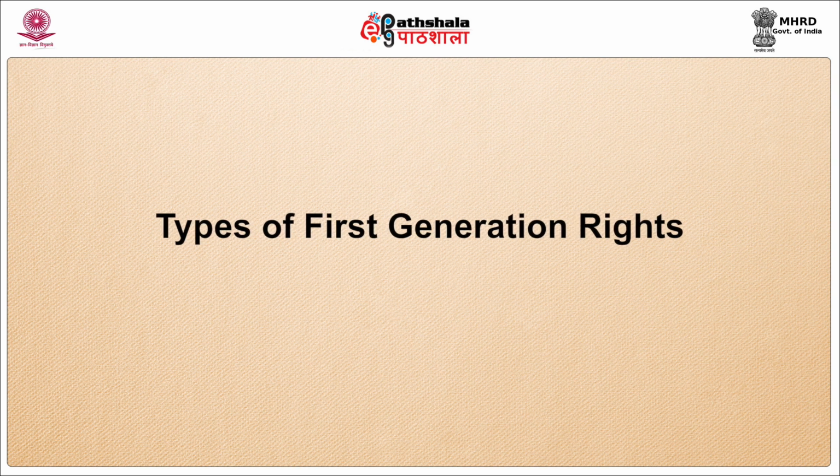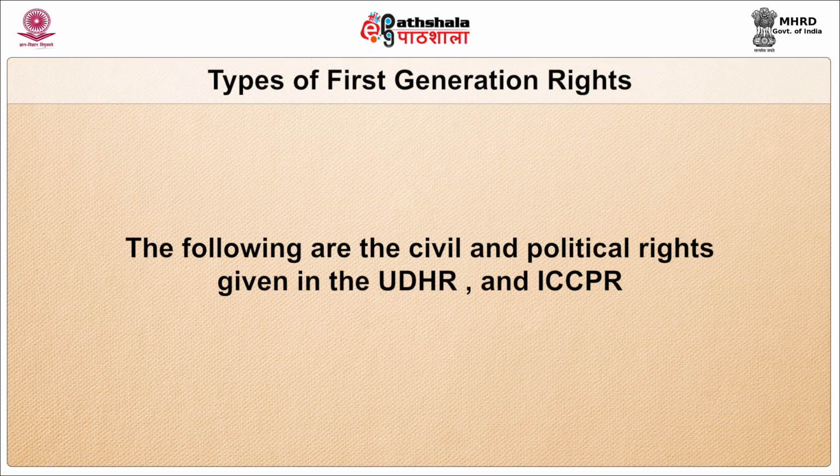These distinctions can be made clear only with the help of the list of civil and political rights given in the various conventions, and by analyzing their nature and content. Types of first-generation rights. The following are the civil and political rights given in the UDHR and the ICCPR.